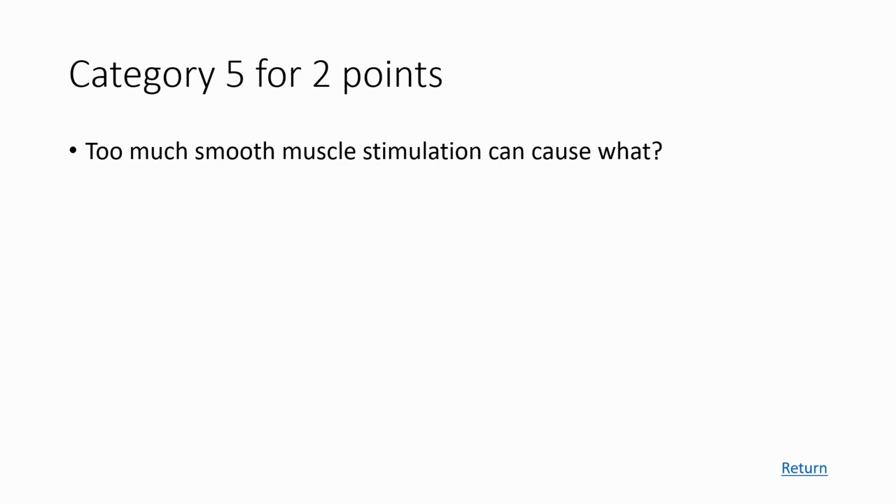Too much smooth muscle stimulation can cause what? Asthma attacks, high blood pressure. Remember, with smooth muscle stimulation, the bronchus closes up, gets inflamed, swells. The amount of air that can get in goes down. You start getting wheezing. High blood pressure, all your arteries constrict. And when you get to cardiac in a week, as you constrict the vessel, the pressure goes up. That's why you get high blood pressure.